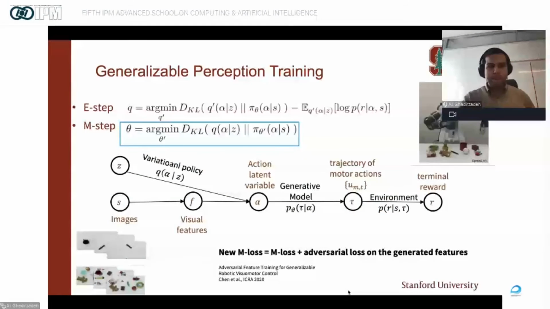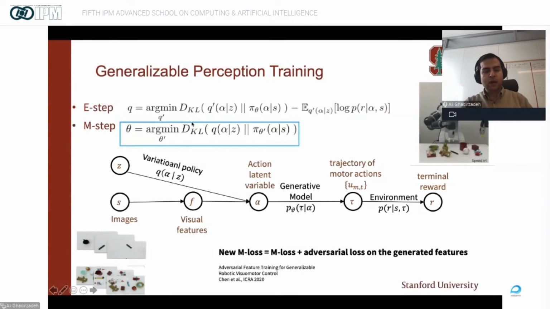So how can we do that? Remember that in the E step, I described that we're updating the variational policy. The E step will be the same as before; we're not going to make any changes in the E step. But in the M step, we're going to update this objective function a little bit. Before, what we had in the M step, or the maximization step, was only supervised learning that tries to make the distribution of the deep policy as close as possible to the variational policy. That was the way we did it before.